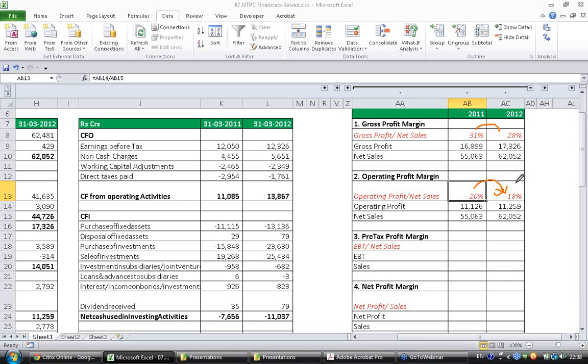Right? While the operating profit margin has declined, no doubt, since the decline is better than gross profit margin, we can say that the company was able to save some cost in indirect costs. Right? This is how we have to look at operating profit margin.